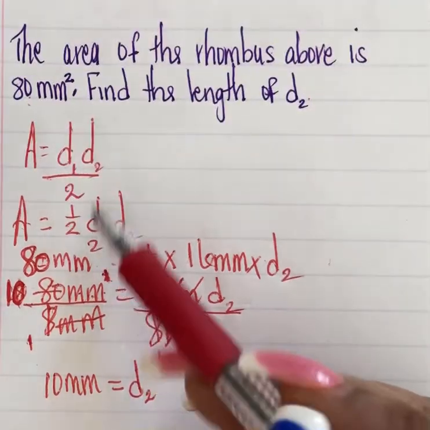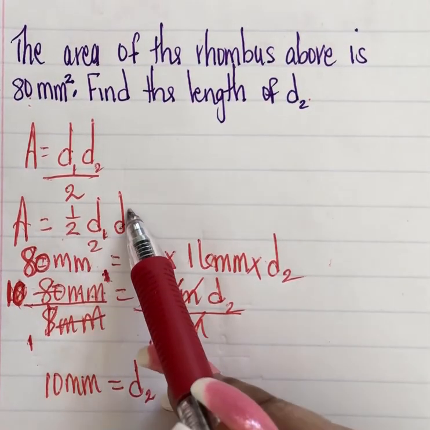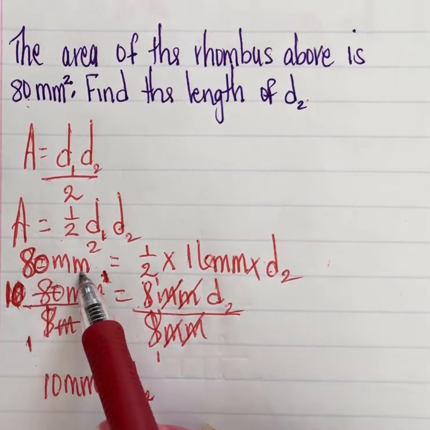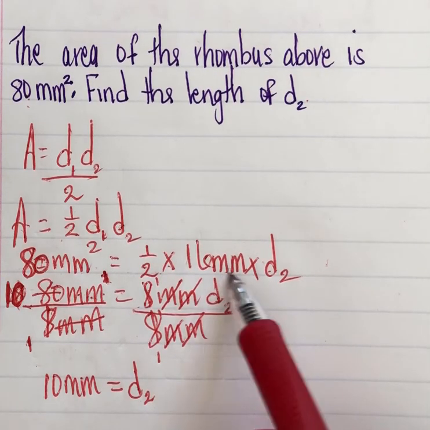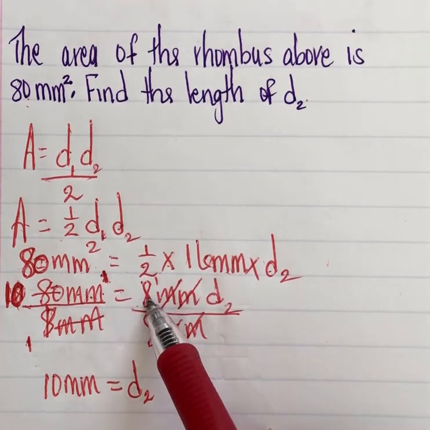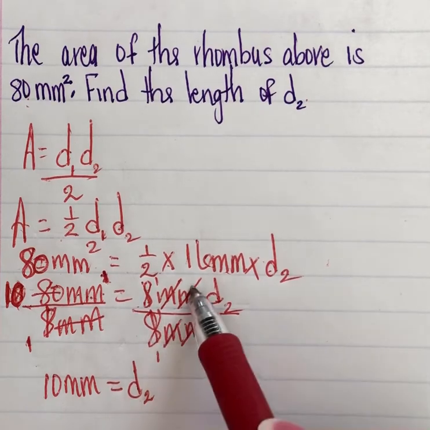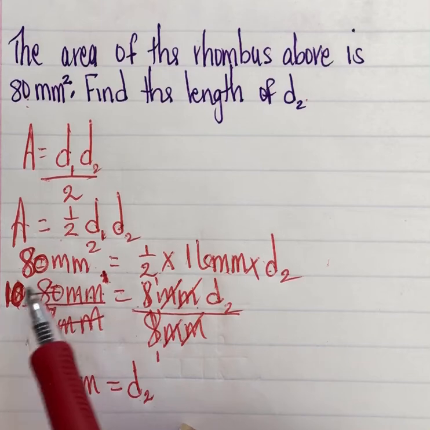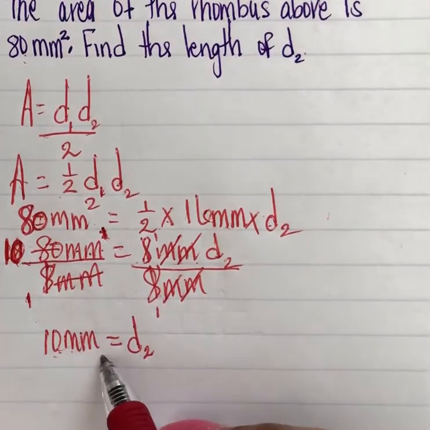We can use either of the formulas. I decided to use the second one, half D1, D2, and then I substituted here. 80 mm squared is equal to half times 16 mm times D2. Half by 16 is 8 mm. Once we remove the 8 mm, 8 into itself 1, 8 into 80, 10. So my unknown is 10 mm.